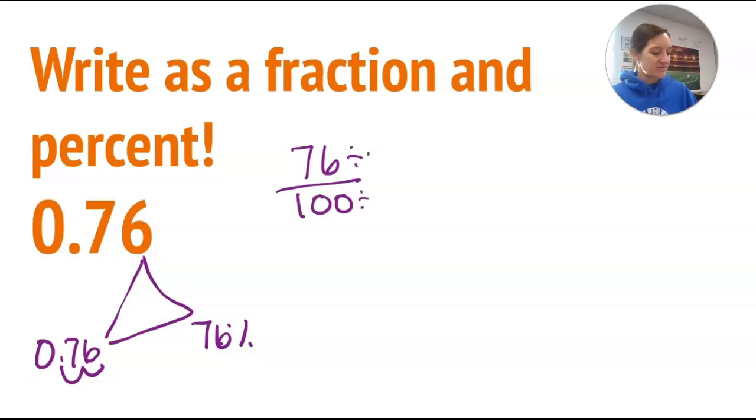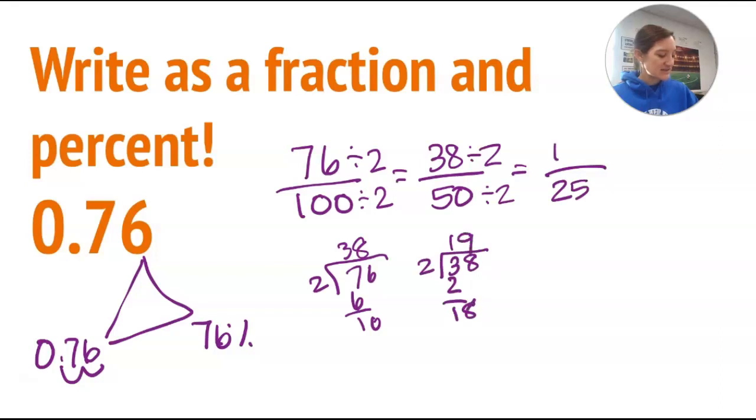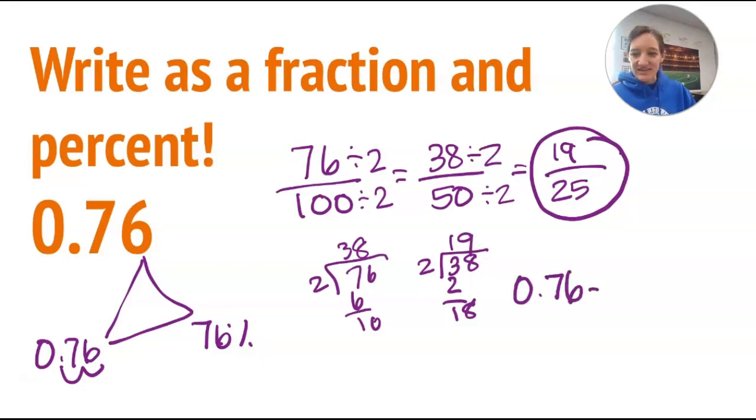So if they're both even, we're going to divide them by 2 and get 50, and I don't know that one very good mentally. So we're going to do this. 38. Okay. And those are both even. So I can divide by 2 again and get 25. 38 divided by 2 is 19. 19 is prime, so 19 25ths. So 76 hundredths is the same as 76% and also 19 25ths.